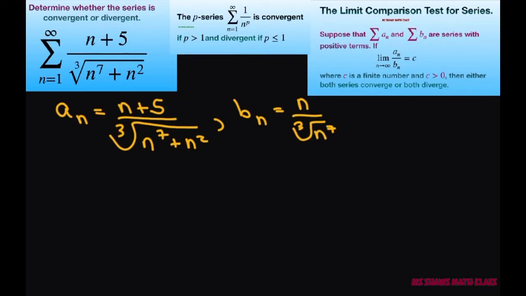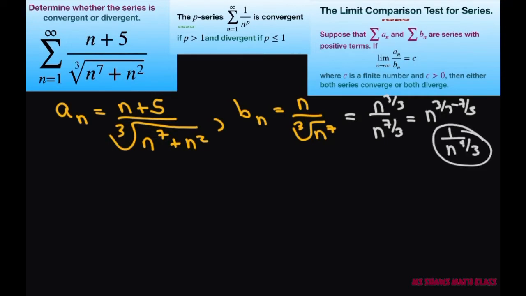All right, now let's reduce this. This is n divided by n to the power of 7/3, which equals n to the 3/3 minus 7/3. When you do your exponents, this is 3/3. And this is going to equal 1 divided by n to the 4/3.